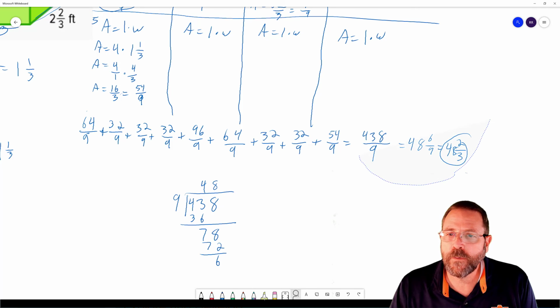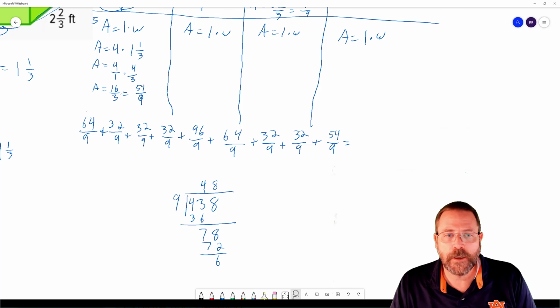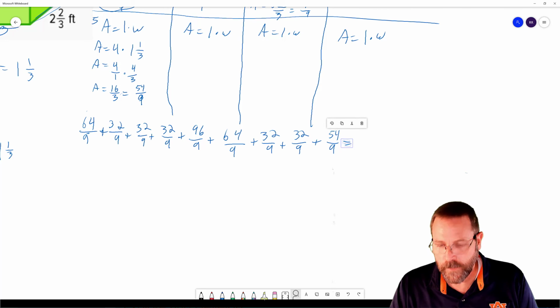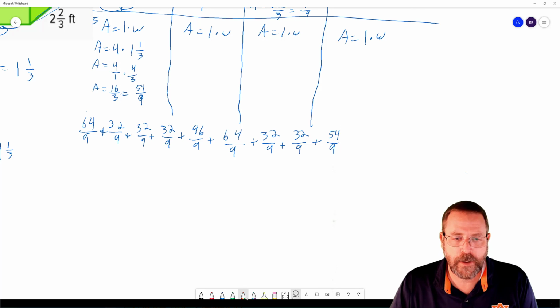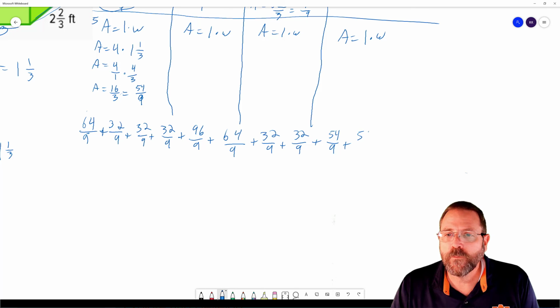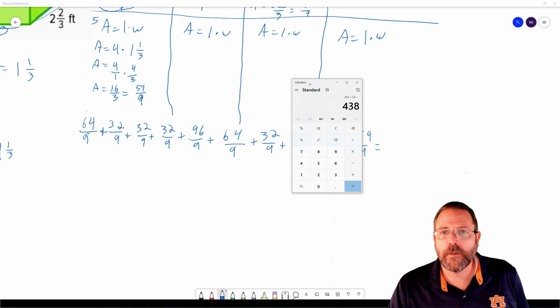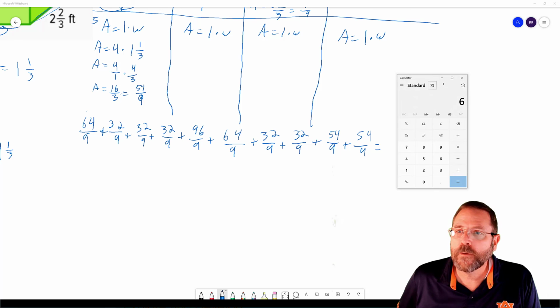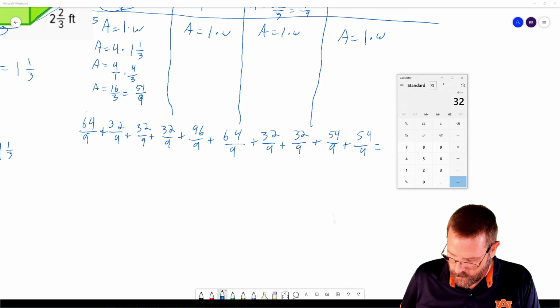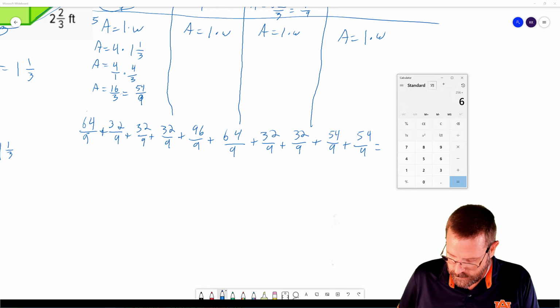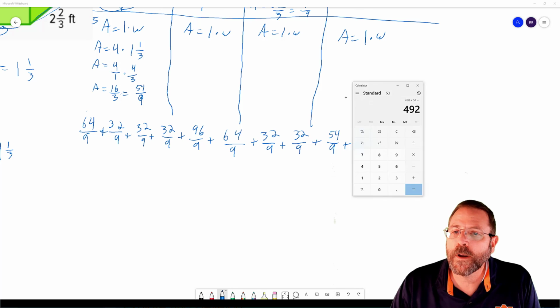So we're going to delete all of this stuff right here, and delete that equal sign too, because we have to add one more 54 over 9. Now we're ready to add them all up, so we're going to bring our calculator back up again. When we do that carefully, 64 plus 32 plus 32 plus 32 plus 96 plus 64 plus 32 plus 32 plus 54 plus 54 equals, that's going to give me 492 this time.